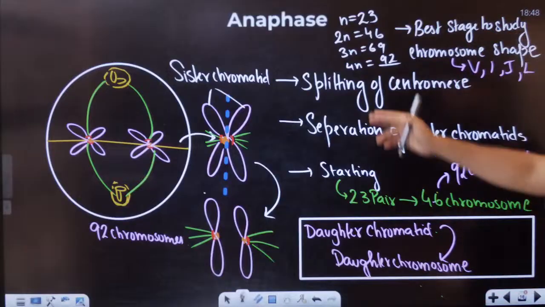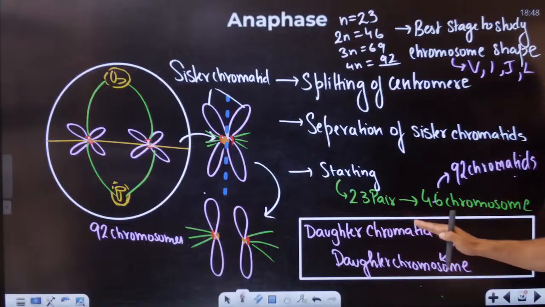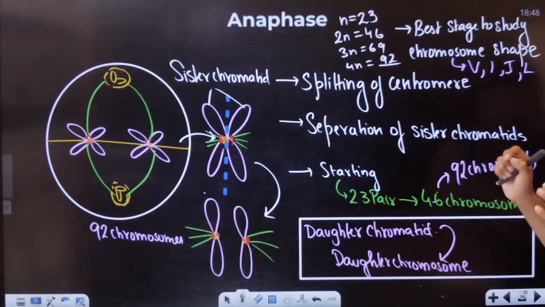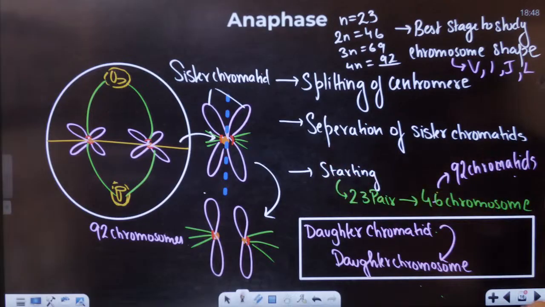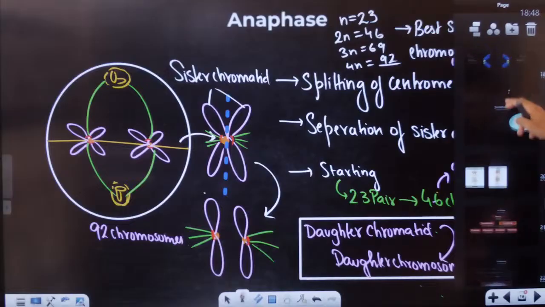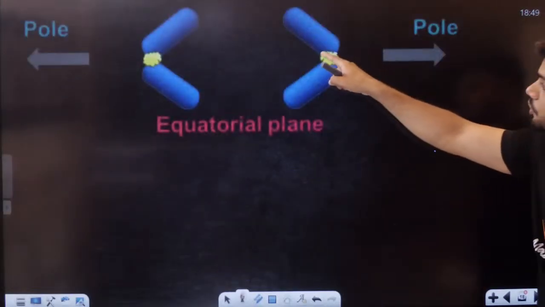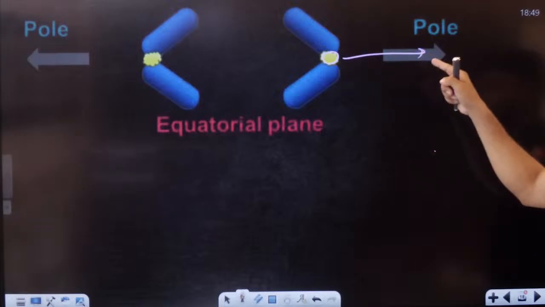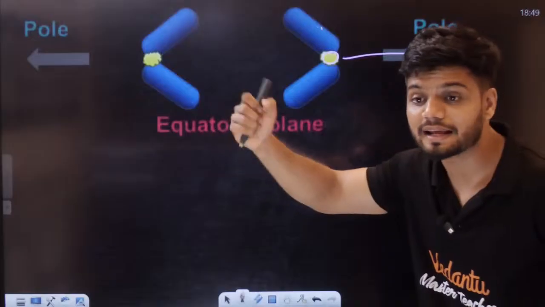So in anaphase, splitting of the centromere is happening. Separation of sister chromatids is happening. Here, the daughter chromatid is acting like a daughter chromosome. So temporarily in the anaphase, we have 92 chromosomes right now, students. See, this is how it looks: it is trailing behind. The centromere is towards the pole and the two chromatids are trailing behind.